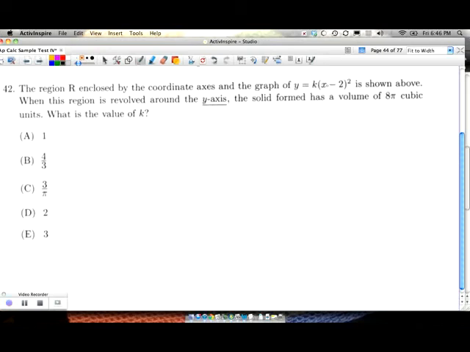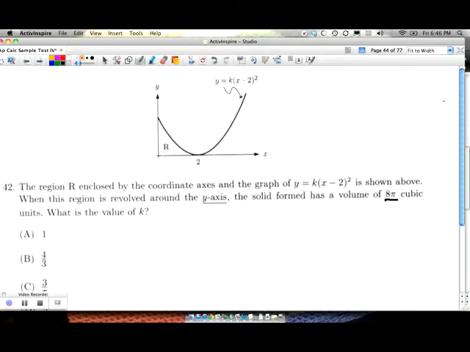The region R is enclosed by the coordinate axes in the graph y equals k times x minus 2 quantity squared as shown above. When this region revolves around the y-axis, the solid formed has volume of 8 pi cubic units. What's the value of k? Oh, did I not get the graph in here? Oh, there it is. Okay, so this is revolved around the y-axis. Notice that they underlined that because that's important.